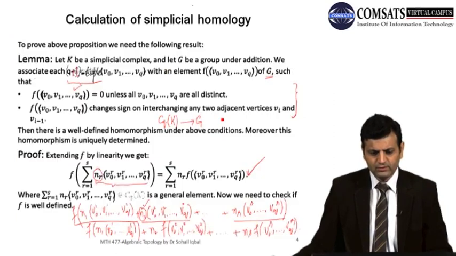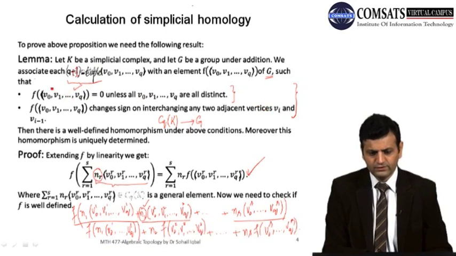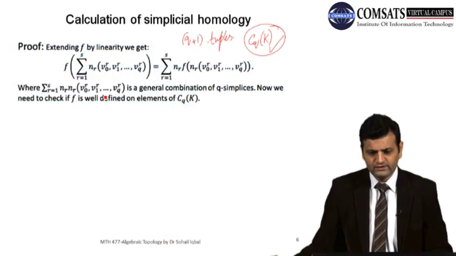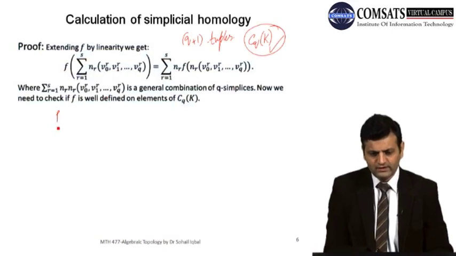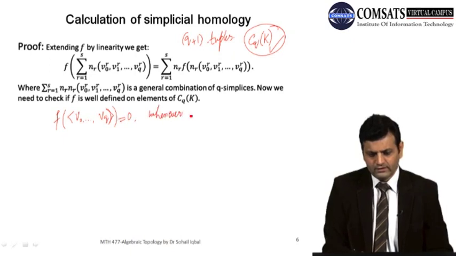This is more or less very obvious because we have already imposed these two conditions on F. The first condition is trivially true. We have already imposed that whenever two vertices are repeated, this is equal to 0. So the first condition of CQK is satisfied: f of V naught up to VQ is equal to 0 whenever two or more vertices are repeated.